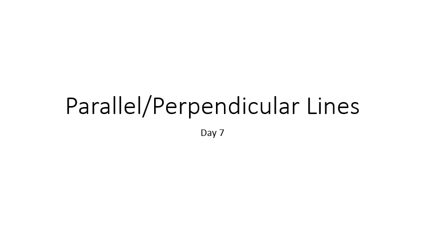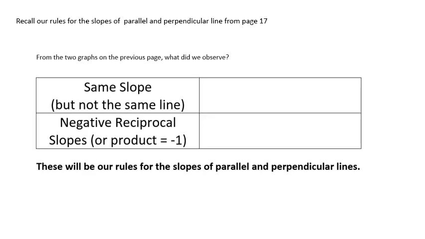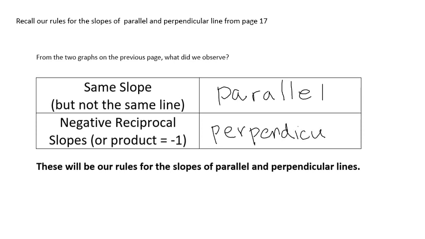Okay, so let's move on today. Today we are going to be talking more about parallel and perpendicular lines. And what I would just like to remind you of from page 17 are the rules that we came up with. Parallel lines have the same slope, and perpendicular lines, which remember perpendicular means they form a 90-degree angle, are negative reciprocals. And their product, if we check the product and multiply them together, we should get -1. And those are our rules. We're just restating them.